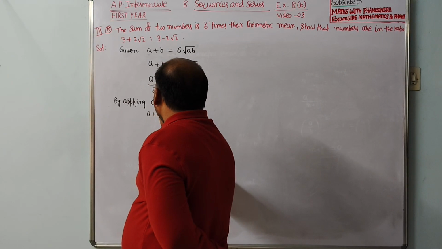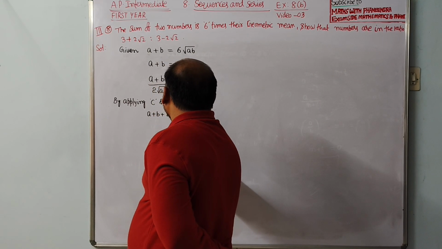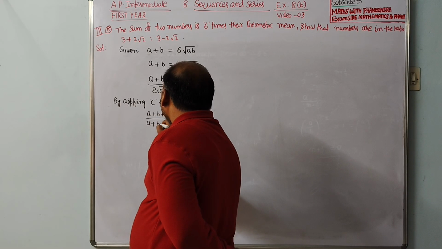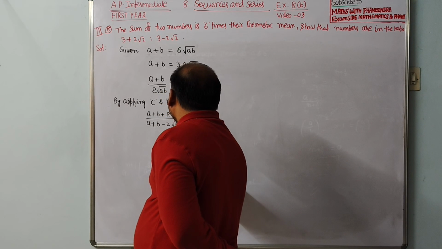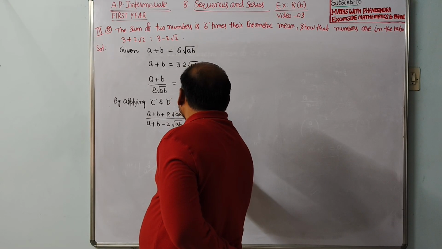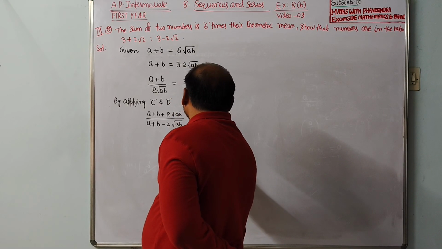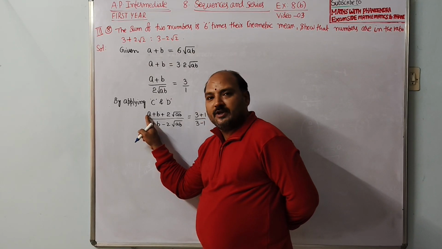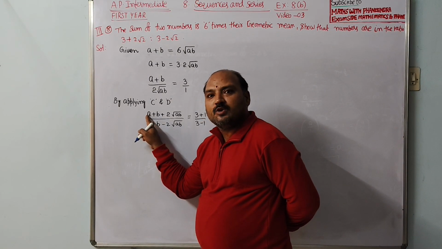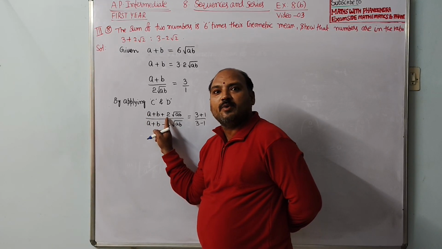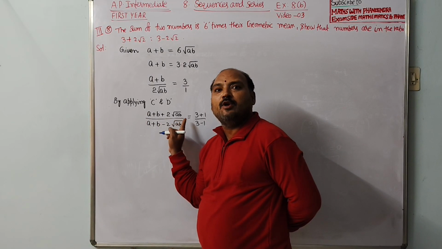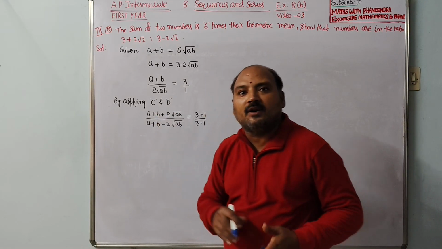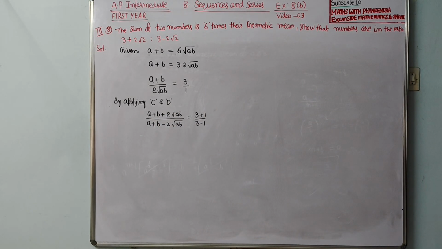So what comes? (a plus b plus 2 root ab) by (a plus b minus 2 root ab) is equal to (3 plus 1) divided by (3 minus 1). Observe carefully dear students, a can be written as root a whole square, b can be written as root b whole square, plus 2 into root ab is root a into root b. Is it the expansion of (root a plus root b) whole square in the numerator?